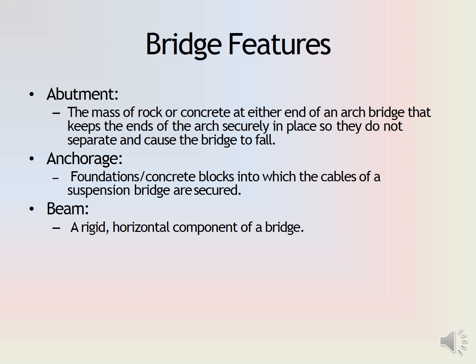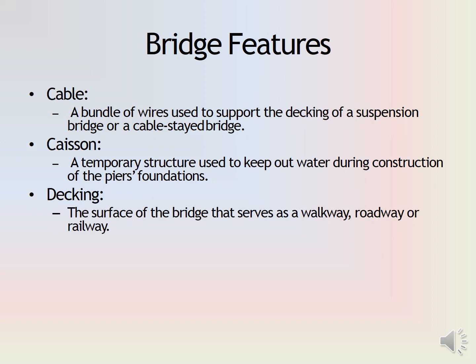The main components of bridges. Abutment is a mass of rock or concrete at either end of an arch bridge that keeps the ends of the arch securely in place so they do not separate and cause the bridge to fall. Anchorage: concrete blocks into which the cables of a suspension bridge are secured. Beam: a rigid horizontal component of a bridge. Cable: a bundle of wires used to support the decking of a suspension bridge or a cable-stayed bridge.